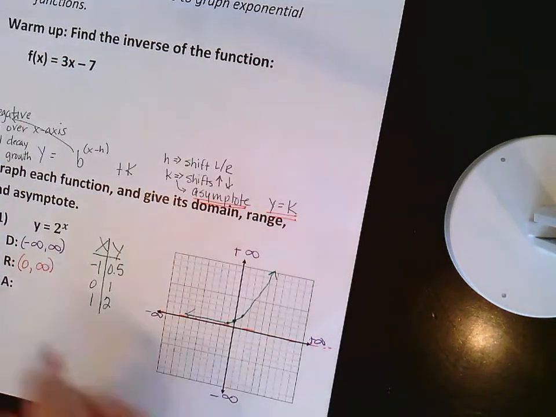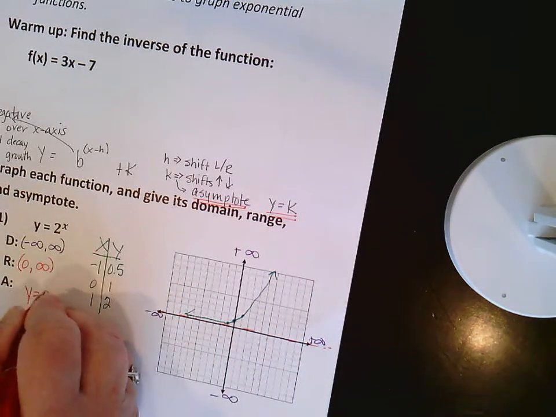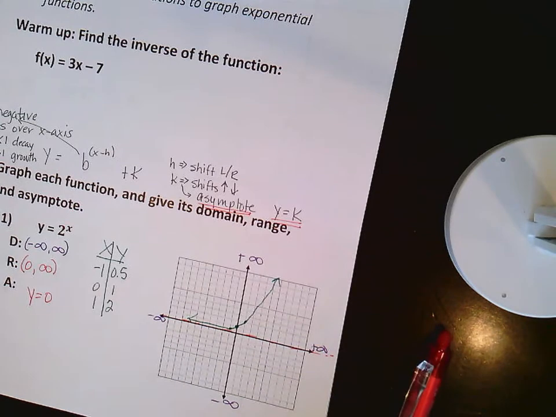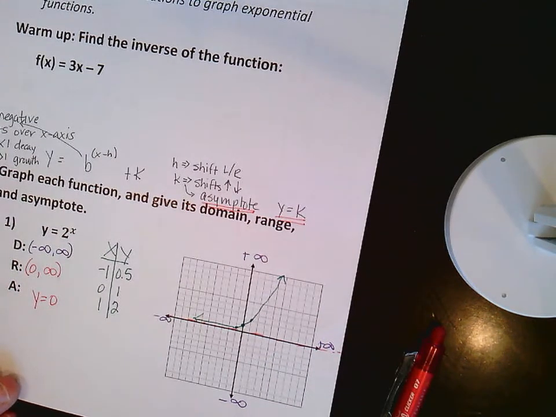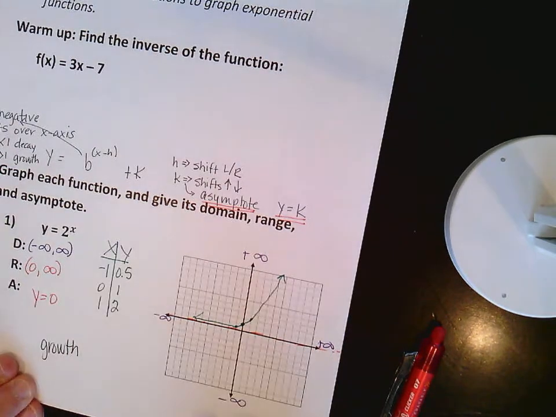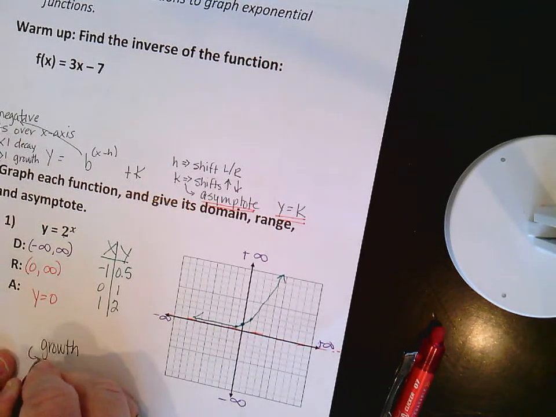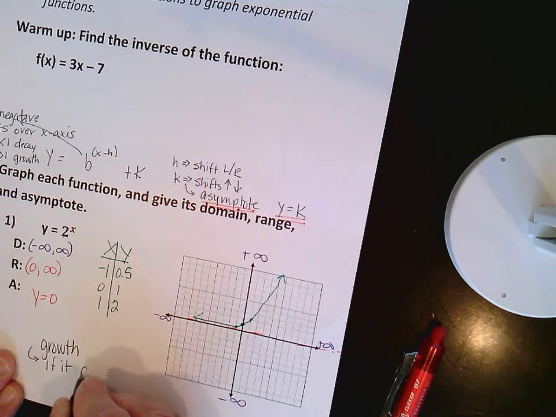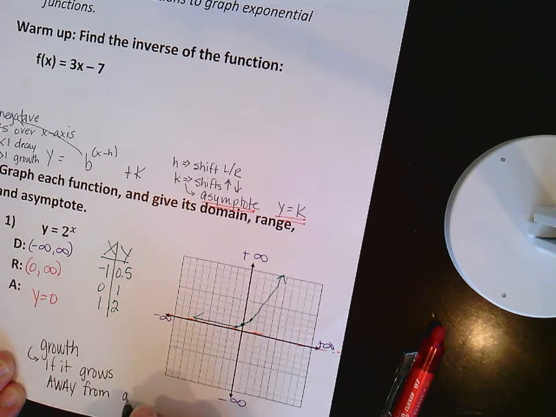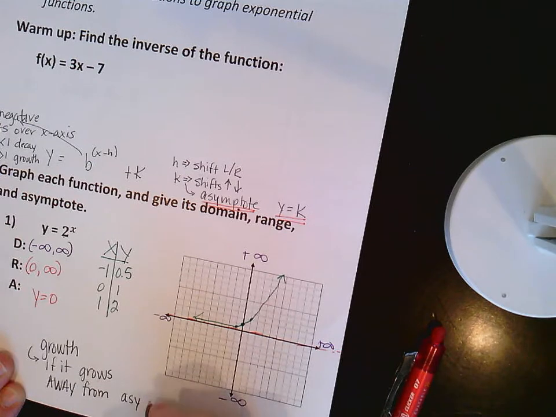My asymptote is the horizontal line that goes through 0, so it's y equals 0. So that means that this is a growth equation. We know it's growth because, first of all, the b is greater than 1. And if it grows away from the asymptote, so it doesn't necessarily mean it goes up, it just means it grows, like from left to right. If it grows away from the asymptote, that makes it a growth function.